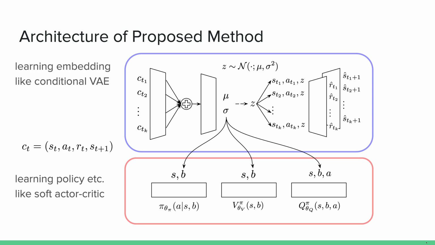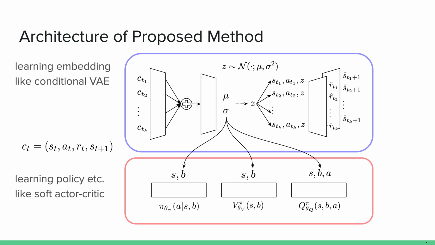This is the architecture of our method. Our method consists of two parts, networks for learning embedding and networks for learning policy. Our method learns the embedding like a conditional variational autoencoder. More specifically, there are an encoder and decoders. The encoder gets data and outputs parameters of a distribution over the embedding space. The decoder gets a sampled variable from the distribution and reconstructs data. They are trained to accurately reconstruct data.